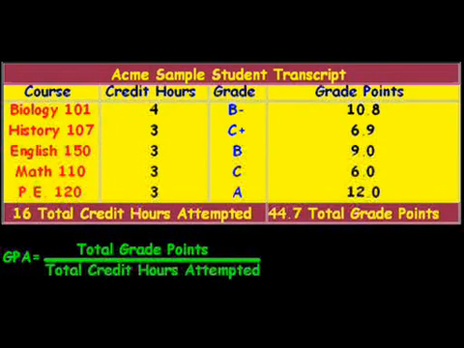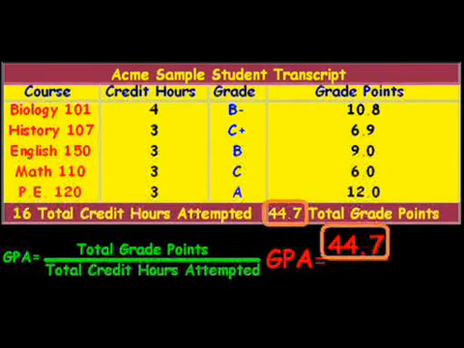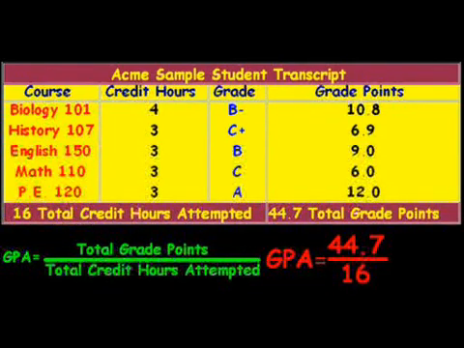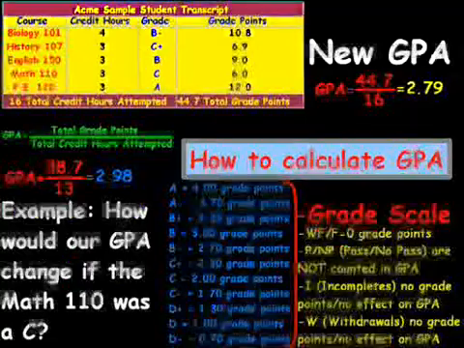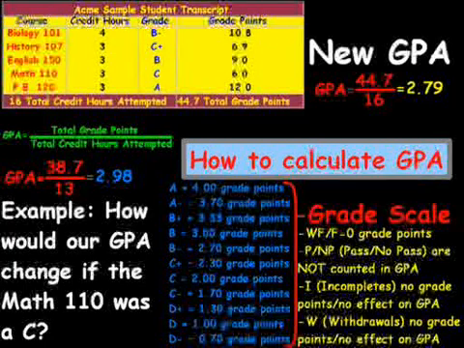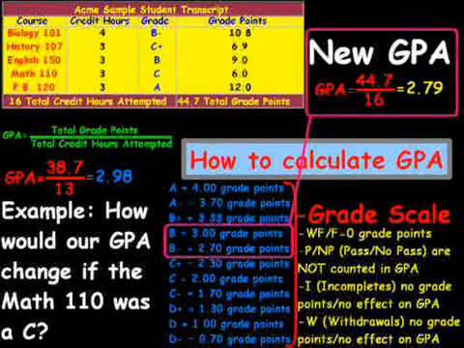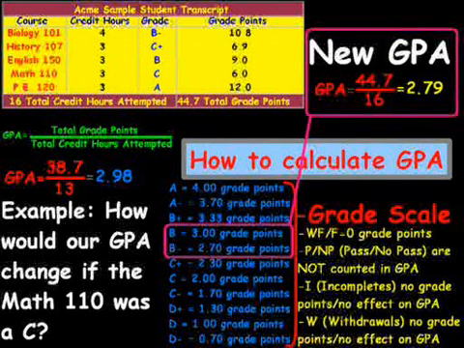Now if we add up our total, we get 44.7 total grade points, and we now have 16 credit hours attempted instead of 13. So our GPA is going to equal that 44.7 total grade points, I'll put that in there, divided by the 16 total credit hours attempted. We'll put the 16 in the bottom right there, and that gives us a total of 2.79. So our new GPA in the top right hand corner is going to equal 2.79, which is in the B minus to B range, but it brought us down from a solid B to a B minus.